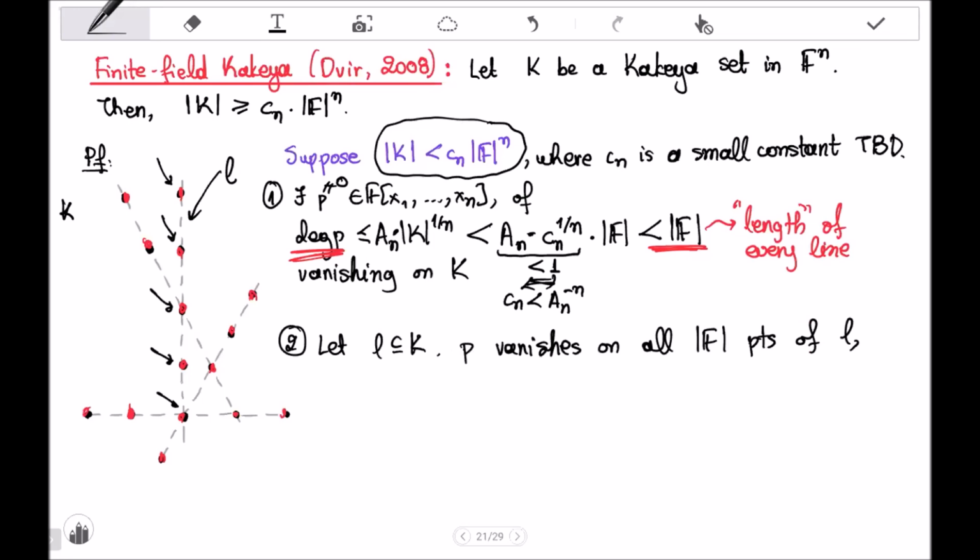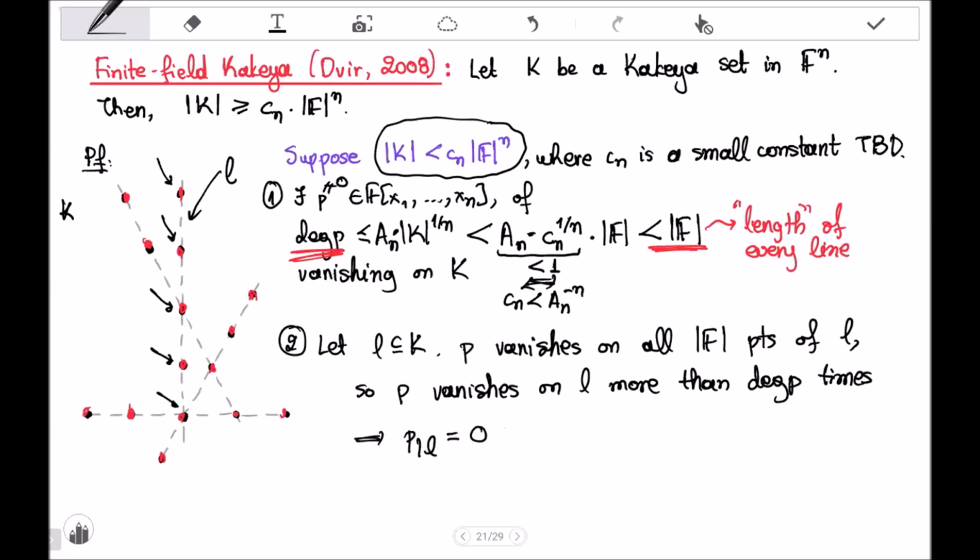So it means that it vanishes more times than its degree, right? The points on the line were more than the degree. We just explained that. So P vanishes on L more than its degree times. And as we said earlier, this must mean that restricted on the line as a one variable polynomial, it will be 0. So P restricted on the line is the 0 polynomial in this universe of polynomials of one variable. So all its coefficients are 0.